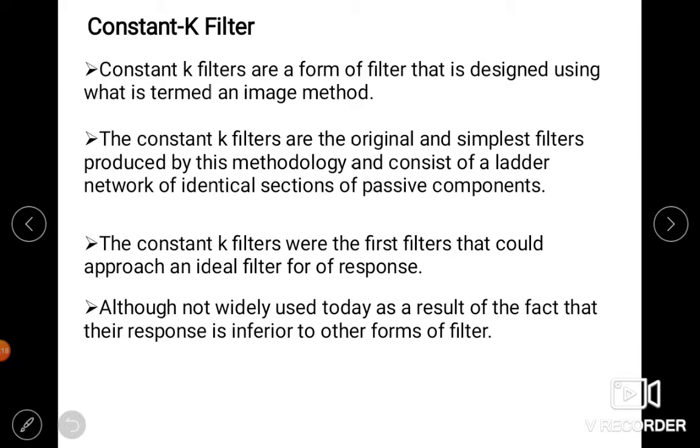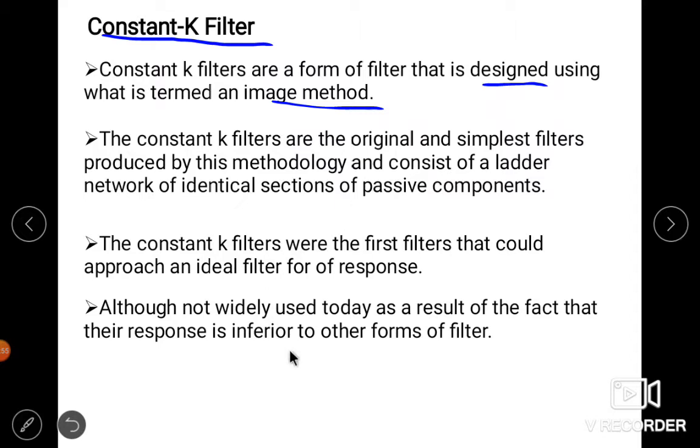The K constant filter, or K type filter, is basically an electronic filter designed using the image method. What does this mean? They are the original and simplest filters produced by this methodology, and they consist of a ladder network.